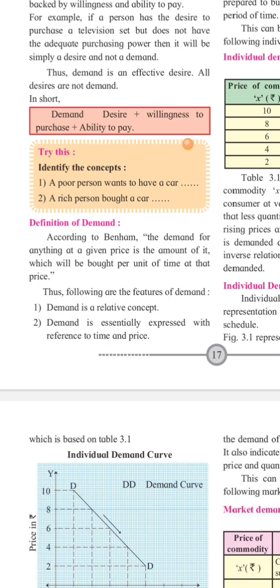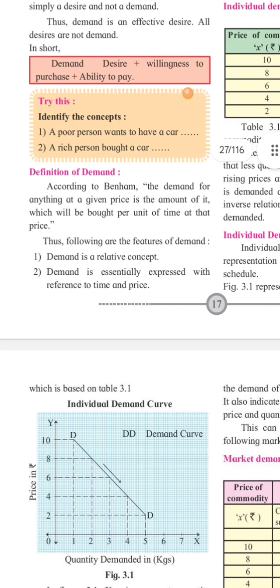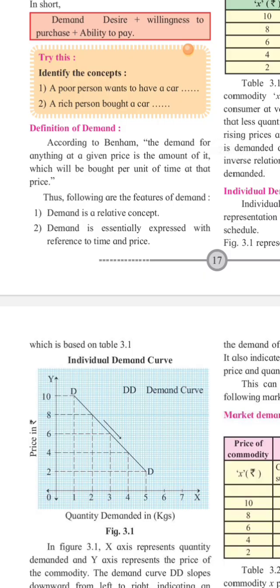For example, a person may wish to buy a television, but if he does not have enough money, it remains only a desire, not a demand. So next we have definition of demand. According to Bentham, demand for anything at a given price is the amount which will be bought per unit of time at that price. Features of demand are: demand is a relative concept. It is always expressed with reference to price and time.